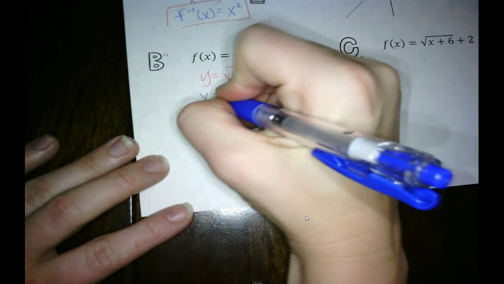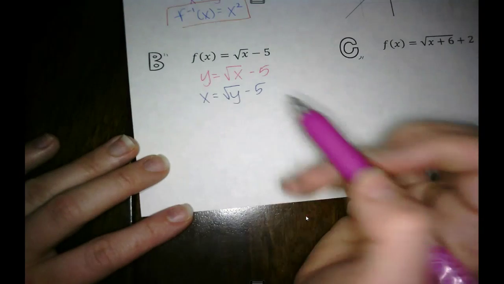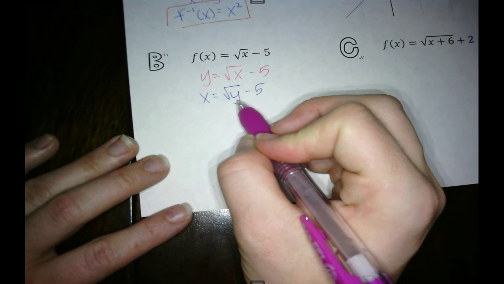Okay, let's try another one. Rewrite f of x as y. Y equals square root of x minus 5. Switch our x and y. X equals square root of y minus 5. Solve for y. So we need to get y by itself.